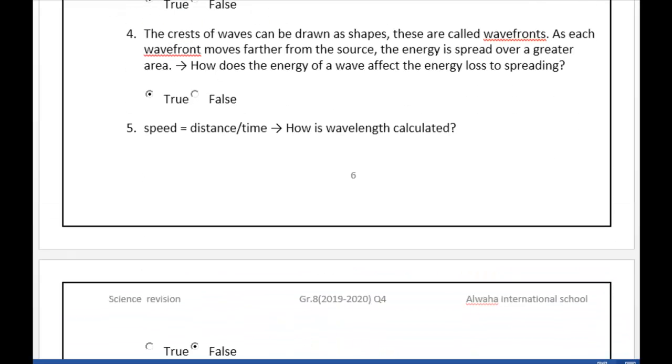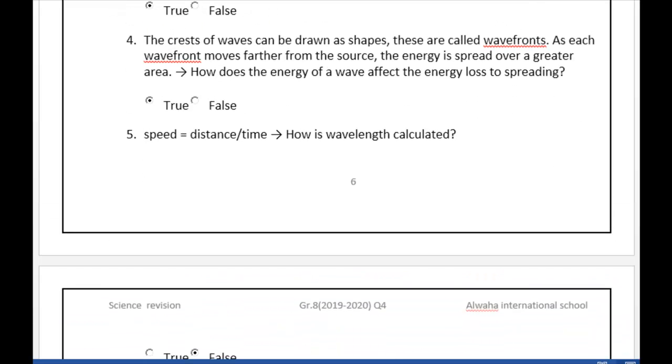Number 4, the crest of the wave can be drawn as a shape. These are called wave fronts, and the wave fronts move farther from the source. The energy is spread over a greater area. This describes how the energy of the wave is affected: the energy loses to the spreading.